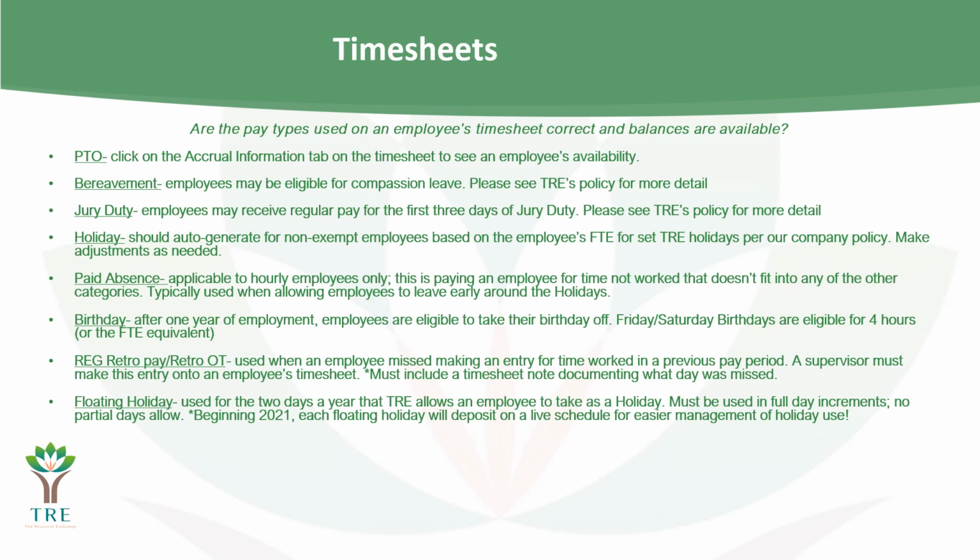After completing 1 year of employment, TRE will grant employees their birthday off. Our policy states that if a birthday falls on Sunday through Thursday, the employee is granted 9 hours, and if it falls on a Friday or Saturday, they are granted 4 hours in accordance with our business hours. Please note, in the system, birthdays are set up as live accruals that will deposit on the actual day of with a default of 9 hours. It is the employee's and the supervisor's responsibility to update the default of 9 hours to 4 hours when a birthday falls on a Friday or Saturday.